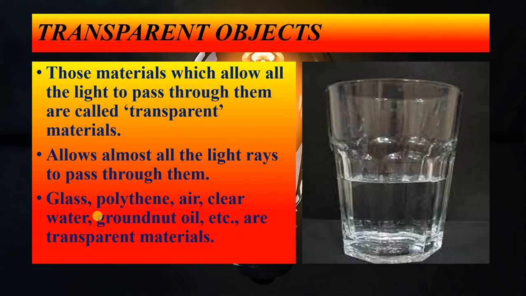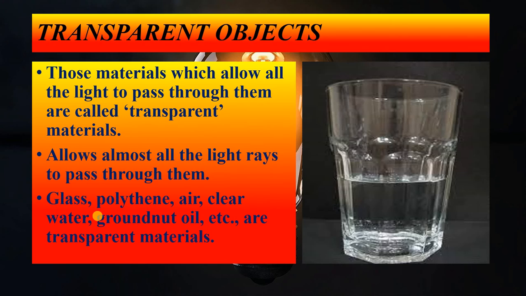So depending on their behavior towards light, all materials can be classified into three categories: transparent objects, translucent objects and opaque objects. Okay, so let us now discuss these three types of material in some detail. Number one is transparent objects. What are transparent objects? Those materials which allow all the light to pass through them are called transparent materials.